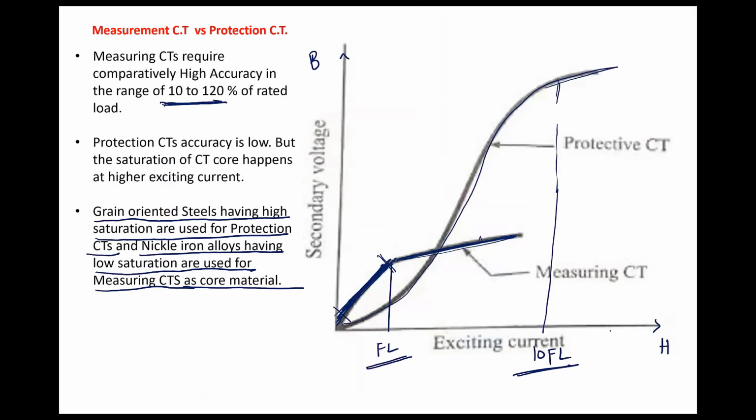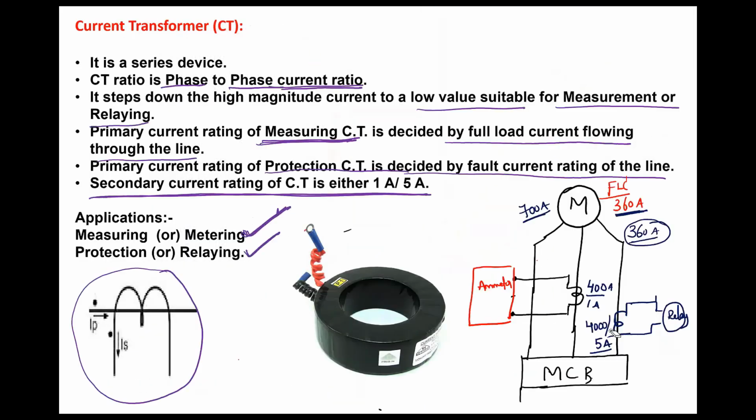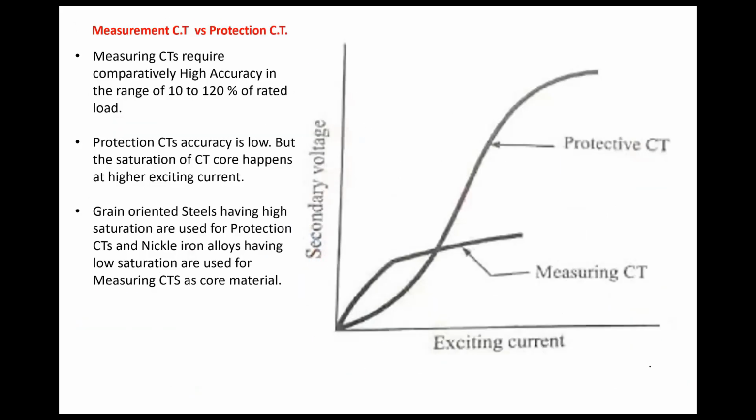Here is one small correction I want to tell you. Here it need not be 4000 by 5. It can be 400 by 5 only. But this CT should not saturate even while carrying 4000 amperes. Whereas this measuring CT can saturate at approximately above 450 amperes. That is the point. Any doubt in CT, gentlemen?